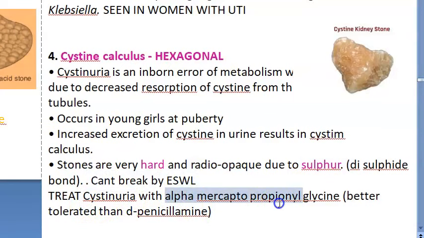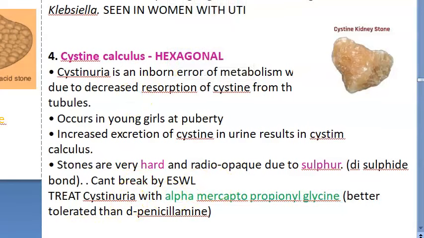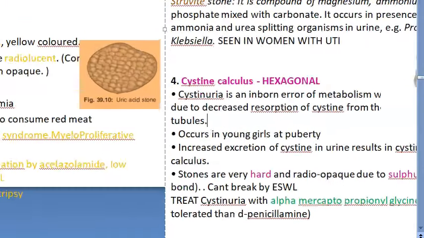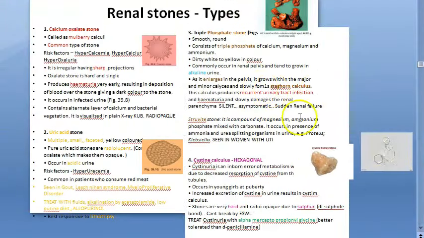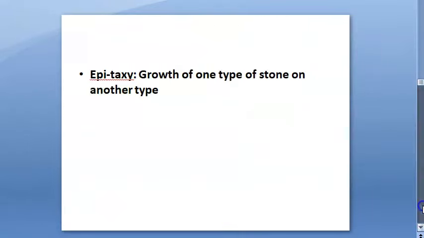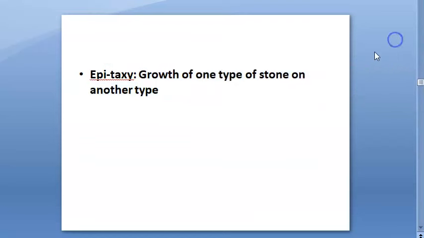And how will you treat it? You'll treat it with alpha-mercaptopropionylglycine, is it? What a name. Okay, wait, let me check this. Yeah, that's right, guys. Remember, this is a very strong stone. You cannot use shock waves and break it. So many types of stones you learnt, right? If there is one type of stone and another type of stone grows over it, it is called epitaxy.